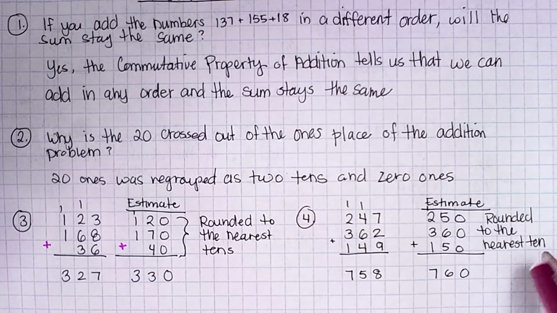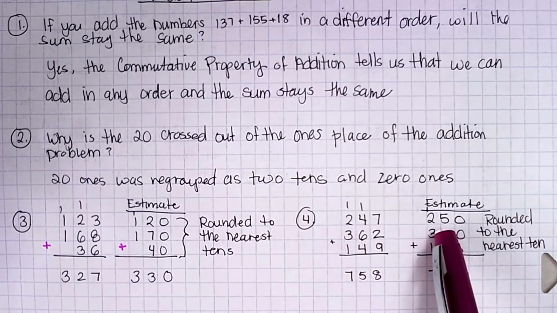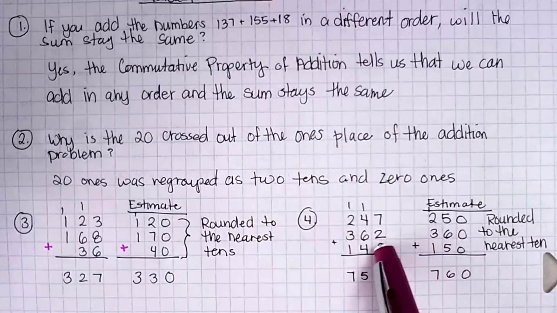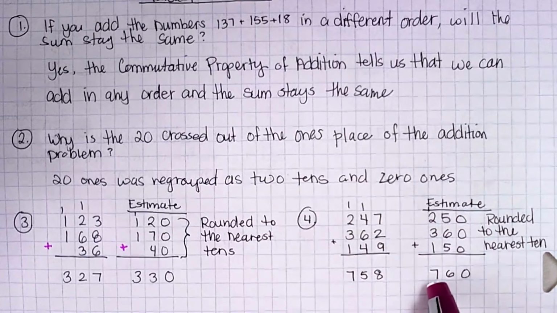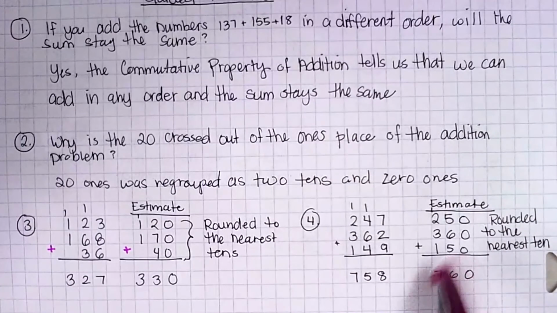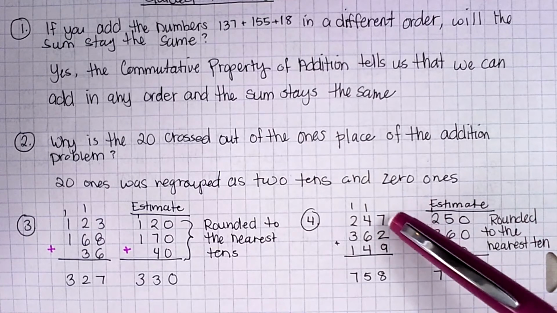For number 4, I rounded to the nearest 10 as well. So 247 became 250, 362 became 360, and 149 became 150. When I added those together, I got an estimate of 760. So my actual answer needs to be close to 760. So then I went over and I did my addition.